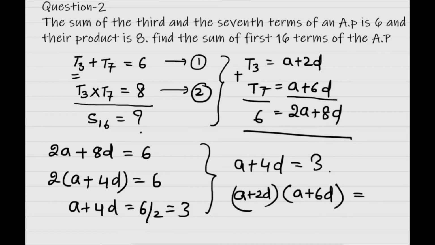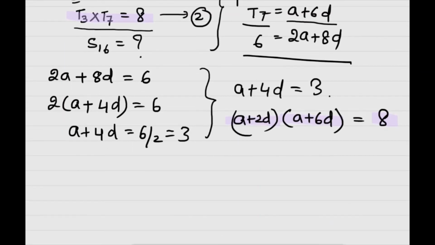This is equal to how much? 8. This is given as 8. See here, T3 into T7 is 8 and T3 plus T7 is 6. So here A plus 2D is your T3 and A plus 6D is your T7. So A plus 2D multiplied by A plus 6D is equal to 8. Now let's solve it. What we are going to get.